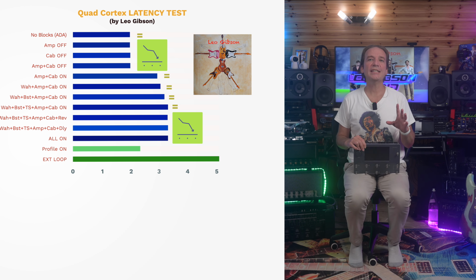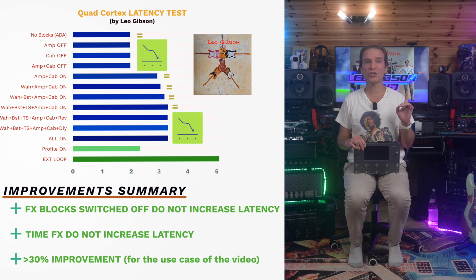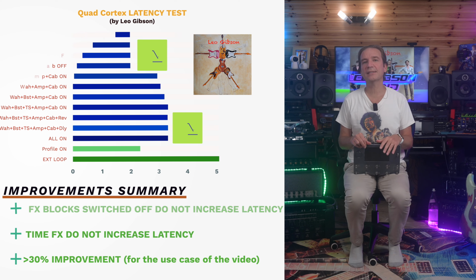In conclusion, I would say that we have pretty significant improvements here. First of all, now the effect blocks in the chain that are switched off do not increase latency. And here we have to carefully remove the legacy effect we may have in the chain to fully take advantage of this improvement. Second, time effects do not increase latency, and this is a pretty significant improvement. Third, overall the latency of a pretty complex signal chain has improved from around 5 milliseconds to 3.4. This is an improvement of around 32%, which is not bad, and that gets bigger for more complex signal chains.